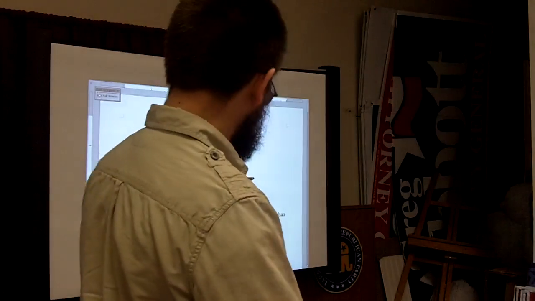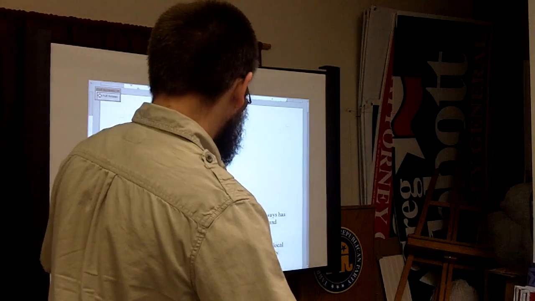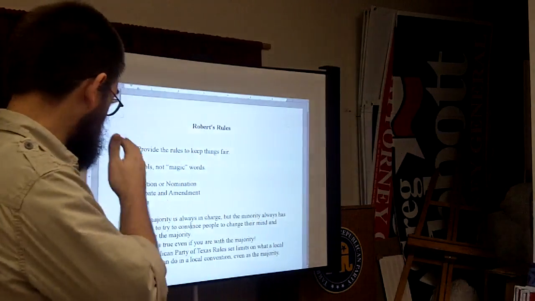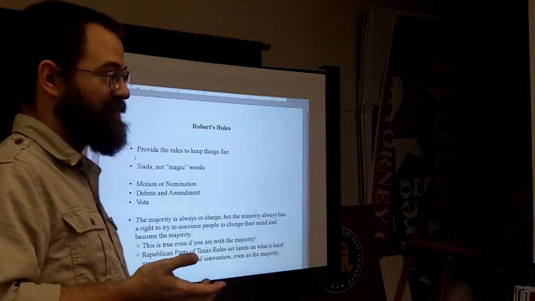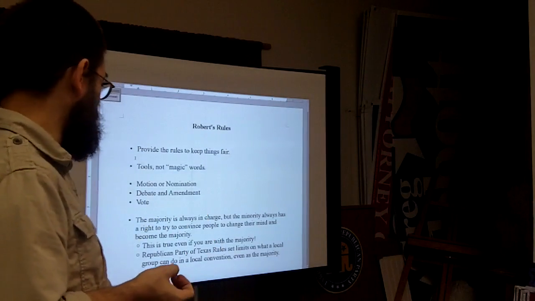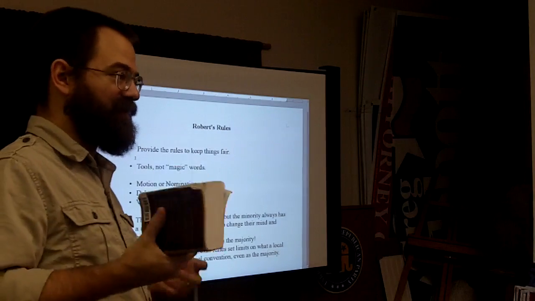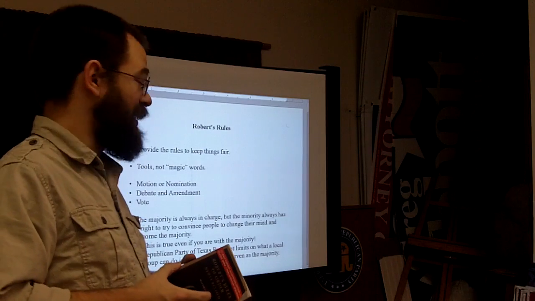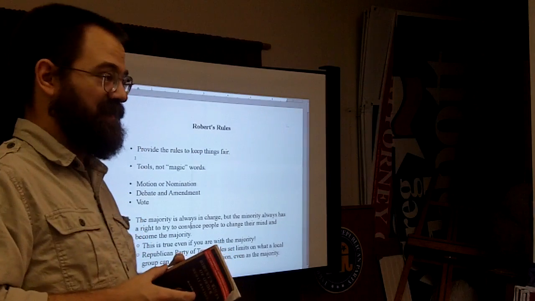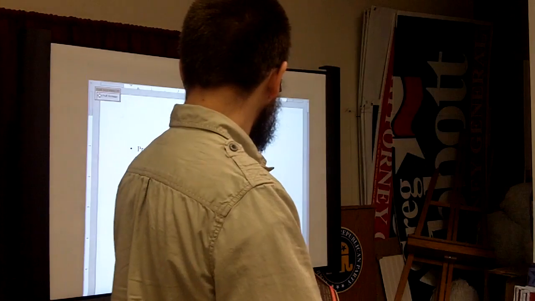Then those next few are just, like I said, copies from the other slides. We'll talk about them more in depth as we get to them. Overall principle to understand also is that the majority is always in charge, but the minority always has a right to try to become the majority. So this is a rule book to provide for that great principle of Western legal systems, rule of the majority with respect for minority rights. And we'll get into that a lot in a little bit here.